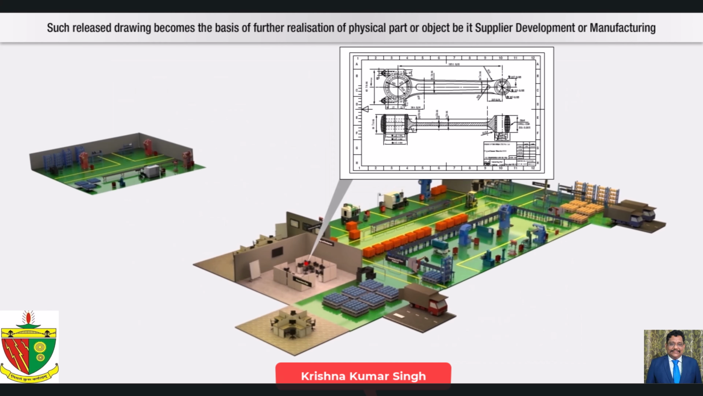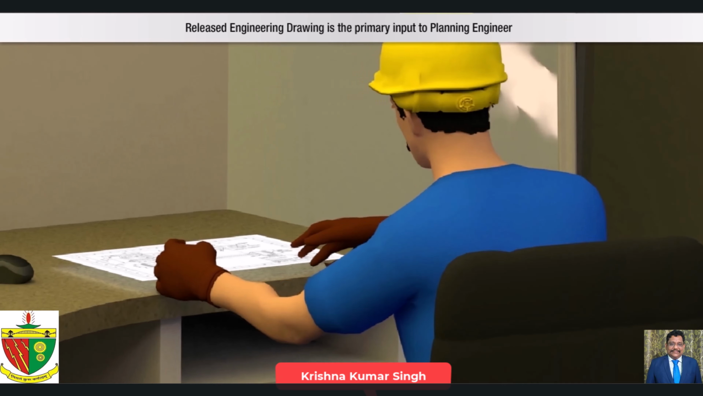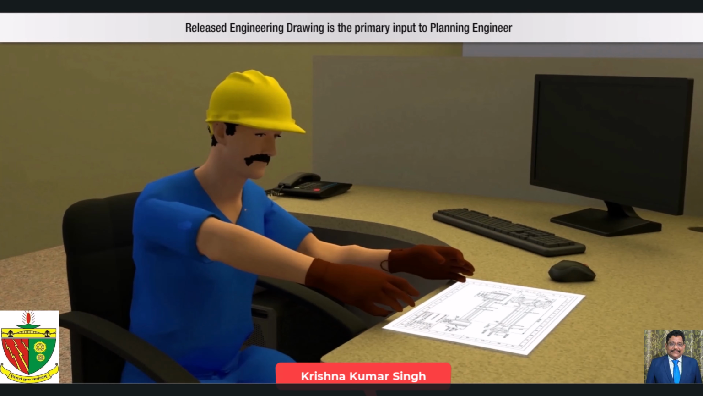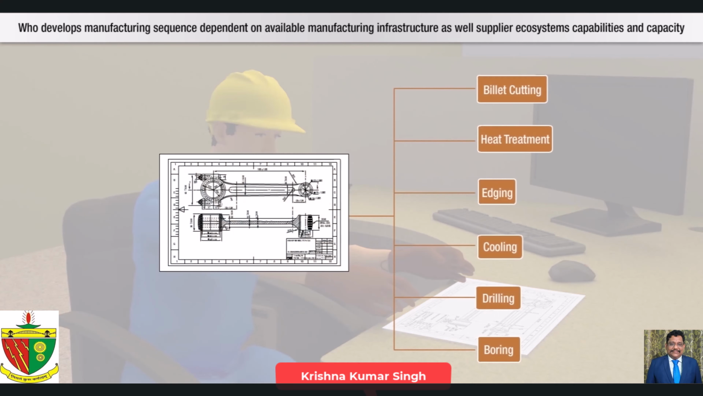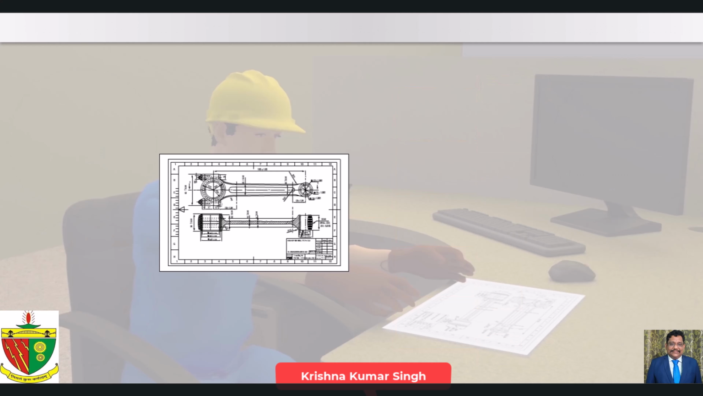Such released drawing becomes the basis of further realization of physical part or object, be it supplier development or manufacturing. Released engineering drawing is the primary input to planning engineer, who develops manufacturing sequence dependent on available manufacturing infrastructure as well as supplier ecosystems, capabilities and capacity.